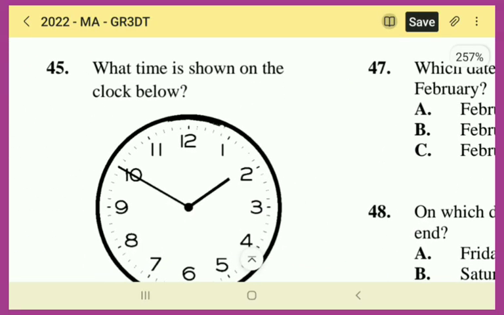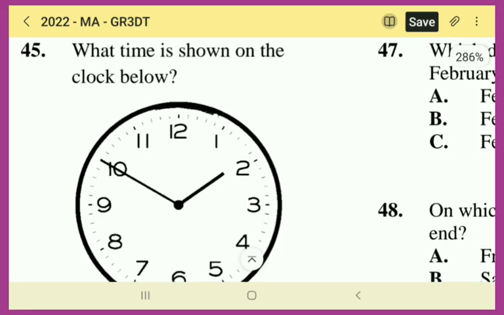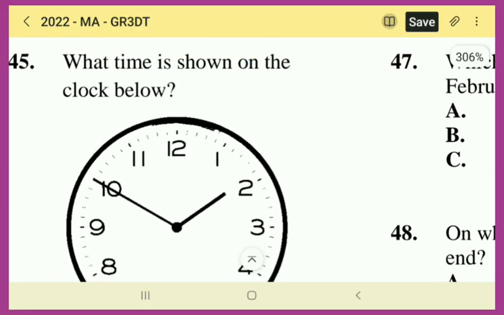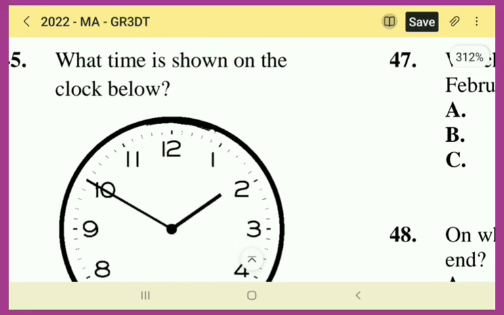Oh, we know some clockwork would be coming. Yeah, there's no paper without a clockwork item. Guys, you need to know what time is shown on the clock below.